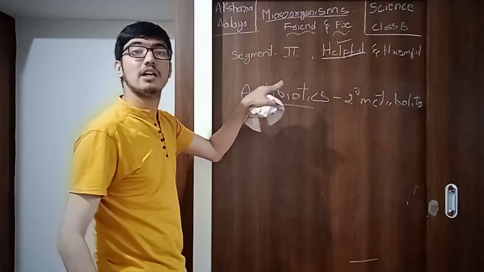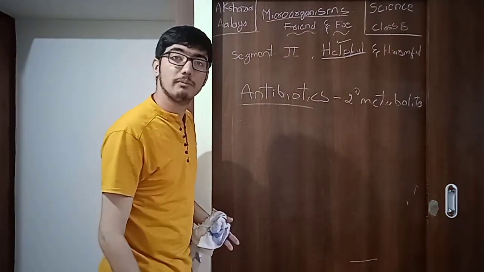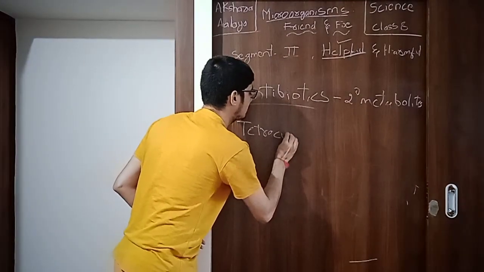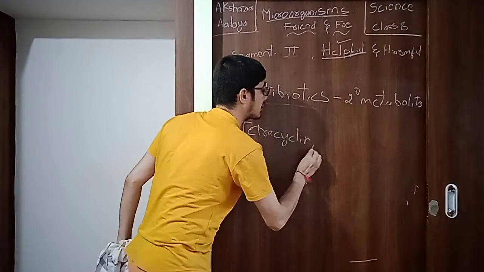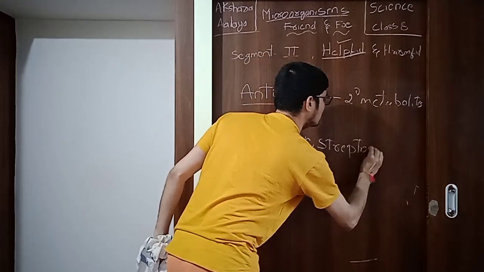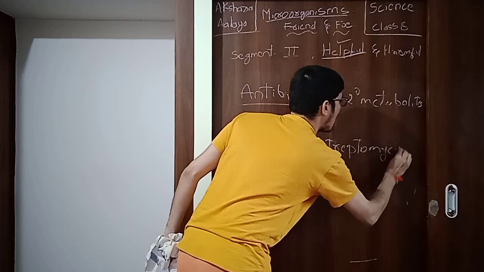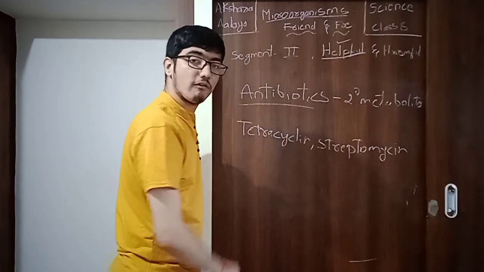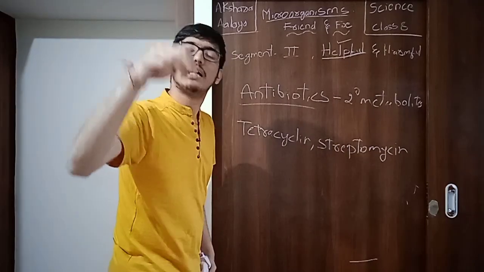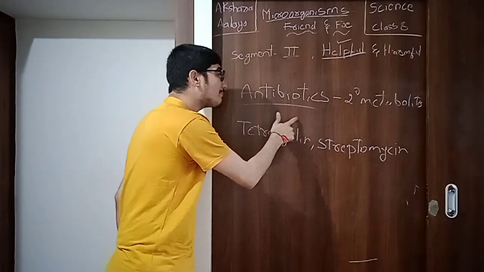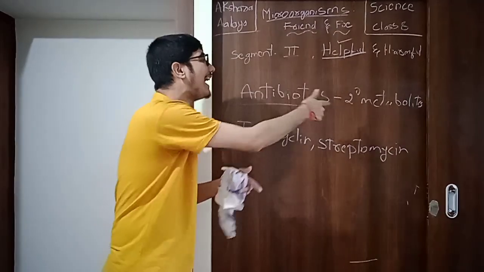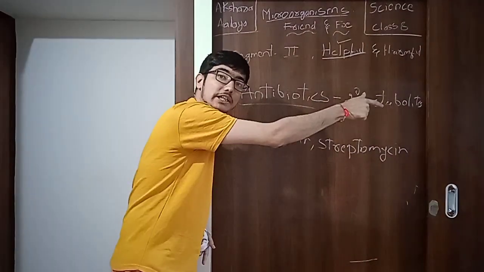These are released for their defensive purpose, like tetracycline and streptomycin, which are different types of metabolites. These are released by bacteria and fungi themselves. Those metabolites are extracted by humans for our welfare and they are used as antibiotics.